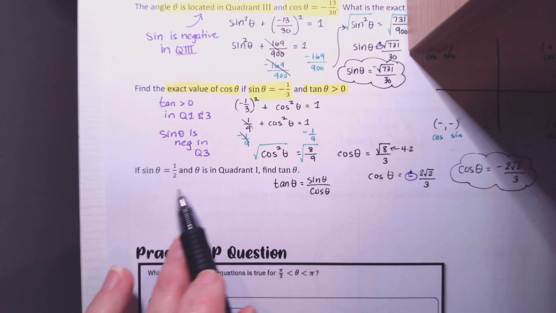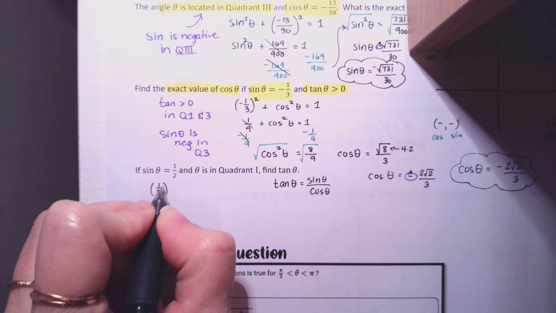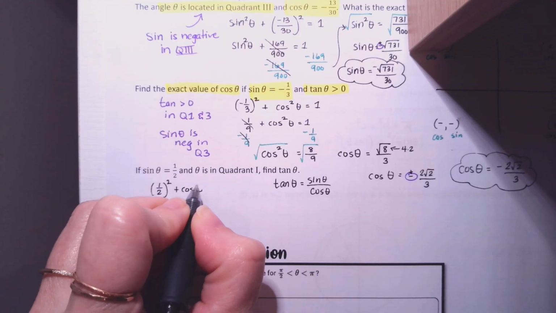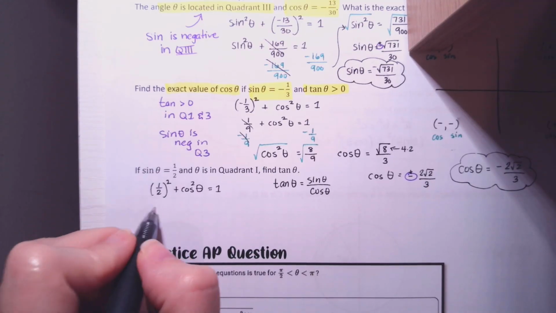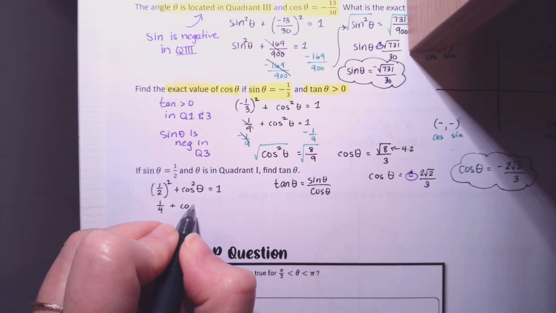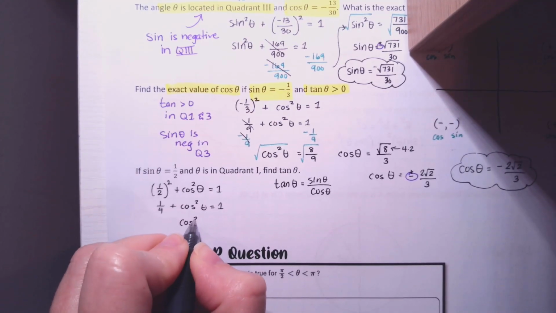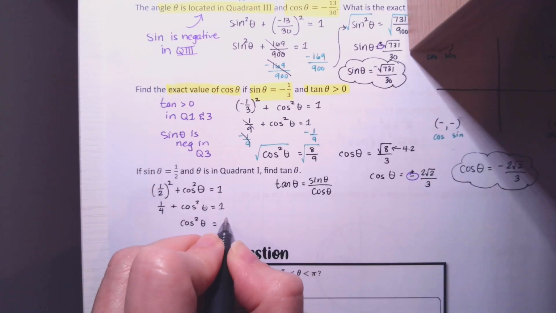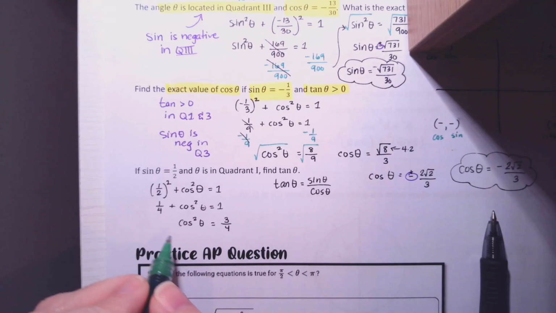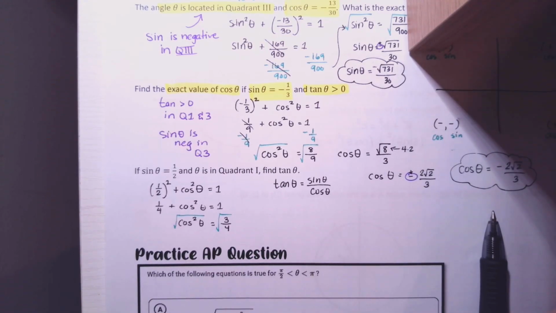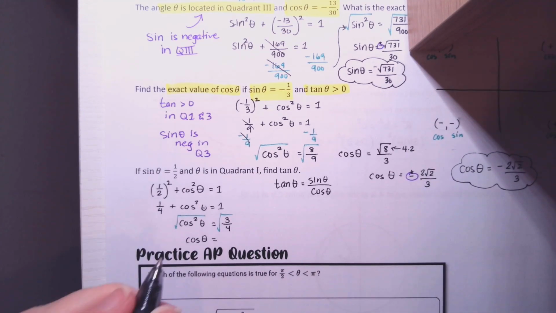I'm going to start with my Pythagorean identity, sine squared plus cosine squared equals 1, and solve for cosine. If you square 1/2, you get 1/4 plus cosine squared theta equals 1. Subtract a 4th on both sides, and 1 minus a 4th is 3/4. We'll take a square root. That gives cosine of theta equals, simplified, square root of 3 over 2.